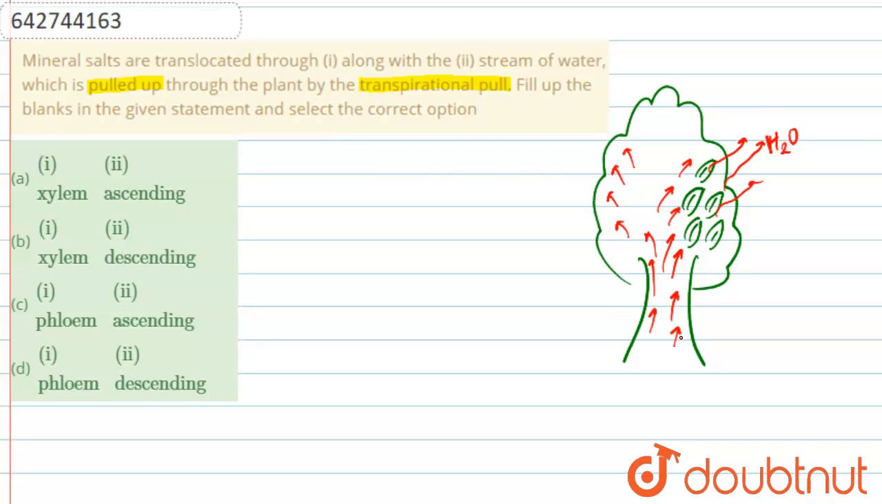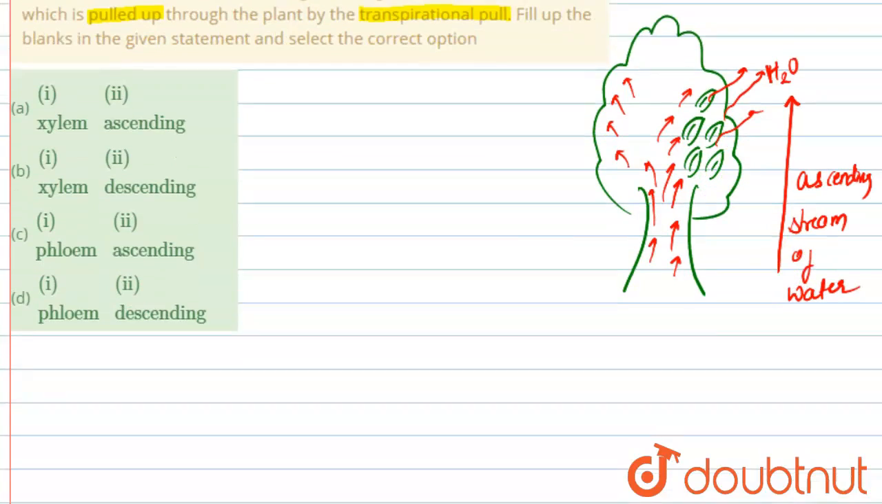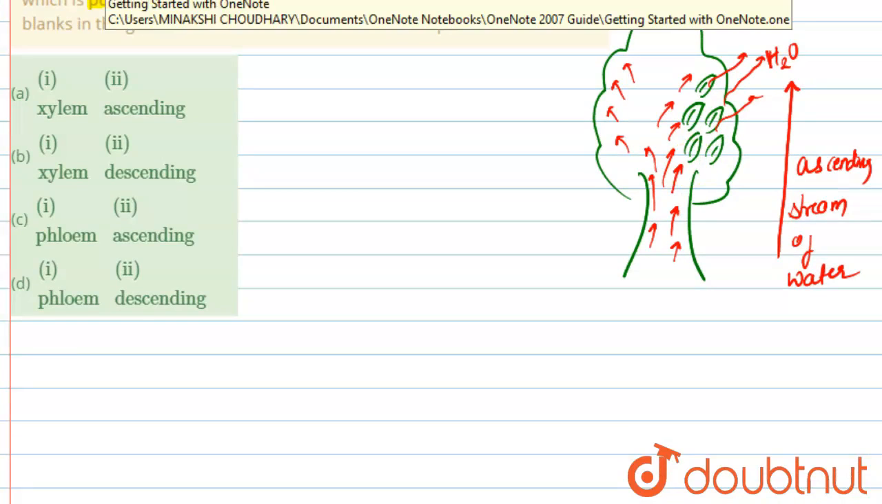Now this is nothing but the ascending stream. Ascending stream means from downwards to upwards, from the lower parts of the plant body to the upper parts of the plant body. This is known as ascending stream of water. So the second blank would be ascending. Now let us write the solution for this.